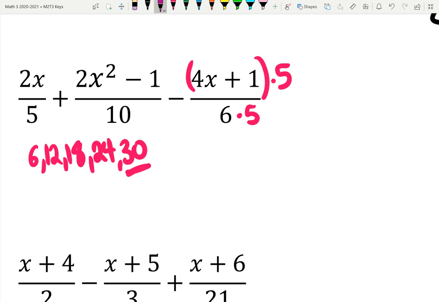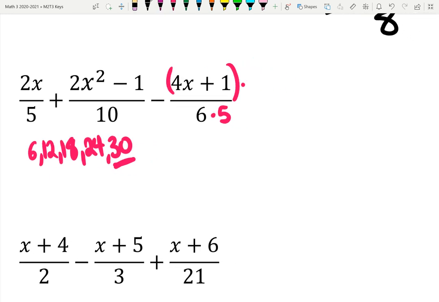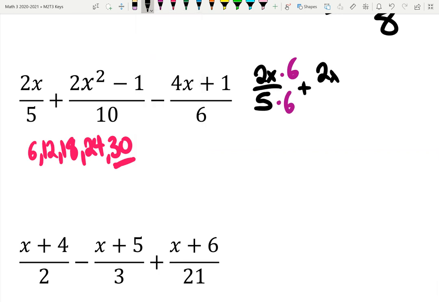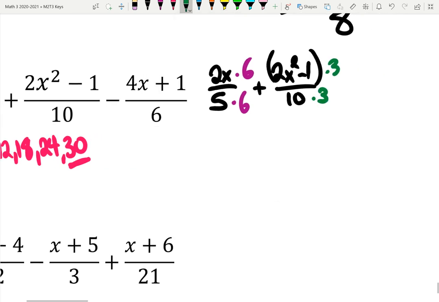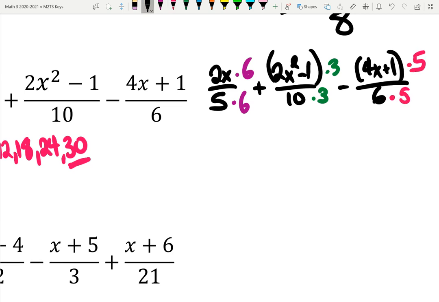How many? So let's go ahead and actually apply this conversion. So 2x over 5. How many 5s go into 30? 6. Plus 2x squared minus 1 in parentheses over 10. How many 10s make 30? 3. Minus parenthesis 4x plus 1 over 6. And as we discovered together, 5 6s make 30.